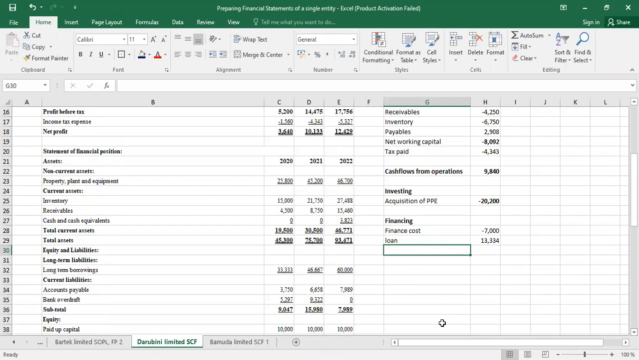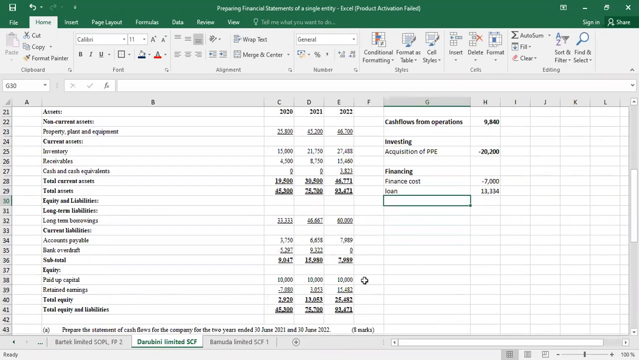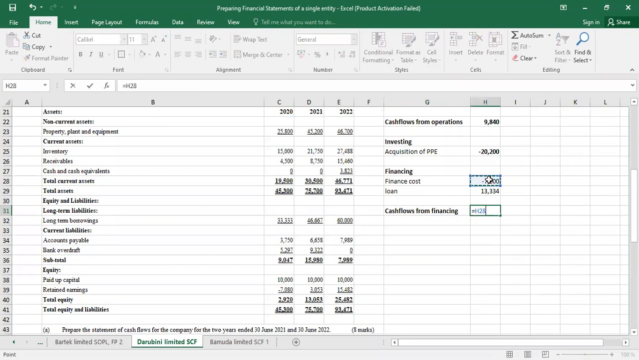Then maybe I look up the capitals. You can see that for capital, no change occurred. So there will be no change. So I think now we are finishing cash flows from financing. This one was a simple one. Let's work faster so that we deal with the other one. So it will be this one here plus this one here. Control enter, control bold.